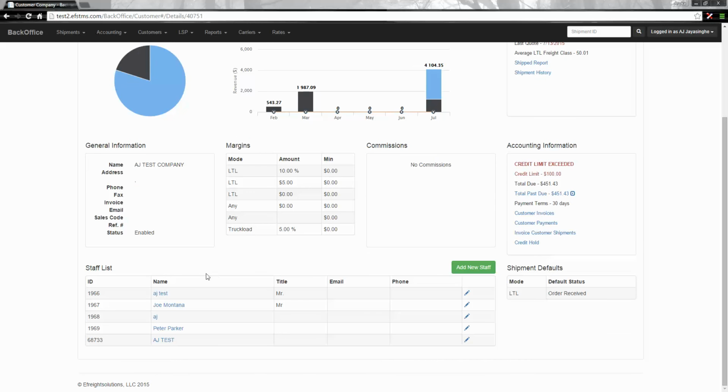Over to the bottom left, we have the staff list. This will show you all the different staff members associated with this customer.